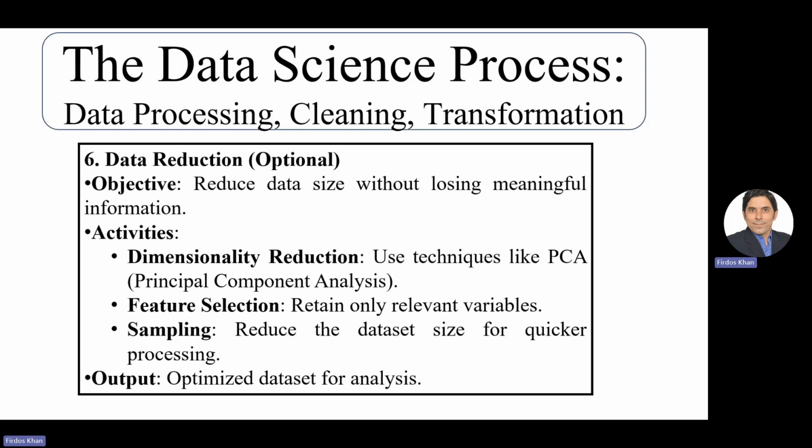Otherwise, if we lose meaningful information, and then we model that process, that can produce misleading results. Activities include dimensionality reduction using PCA, principal component analysis, feature selection, retaining only relevant variables, and sampling, reducing the data size for quicker processing. So these are some of the things, if you need them, you can use one of them. And the output is an optimized dataset for analysis.